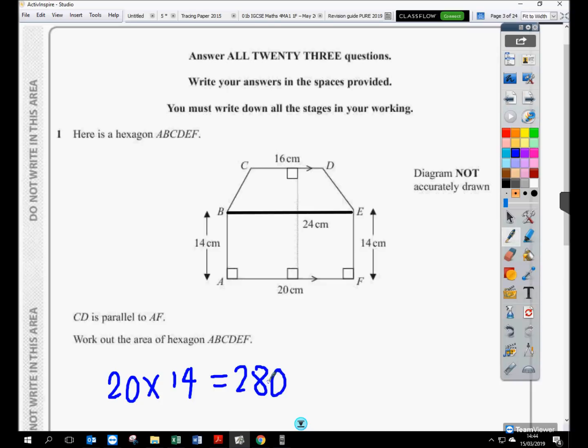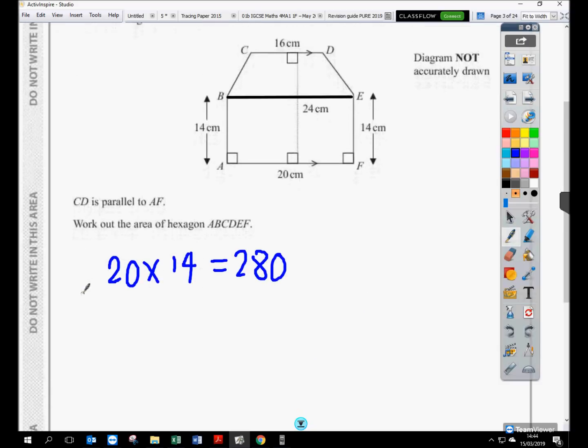And also we have a trapezium at the top. This shape is a trapezium. On the formula sheet is the formula for the area of a trapezium. It's a half brackets A plus B times H. Now A and B are the parallel sides, so you have 16 there. This side is 20, the same as the AF.